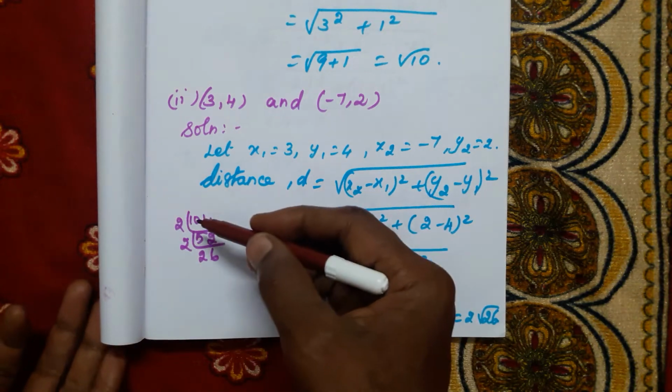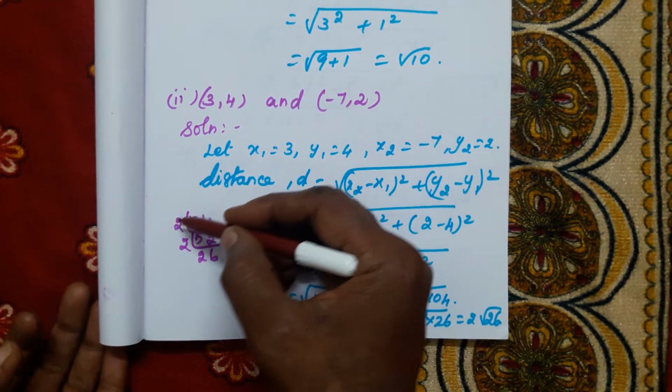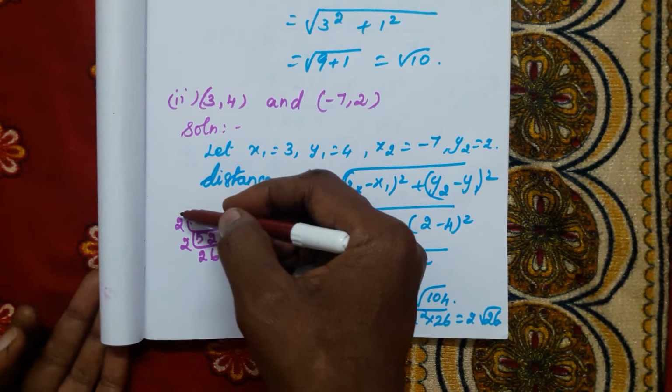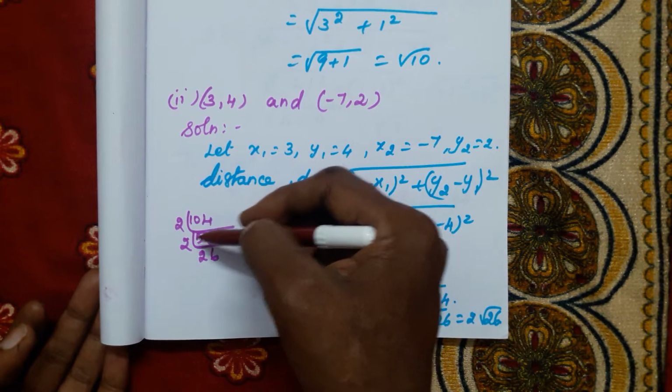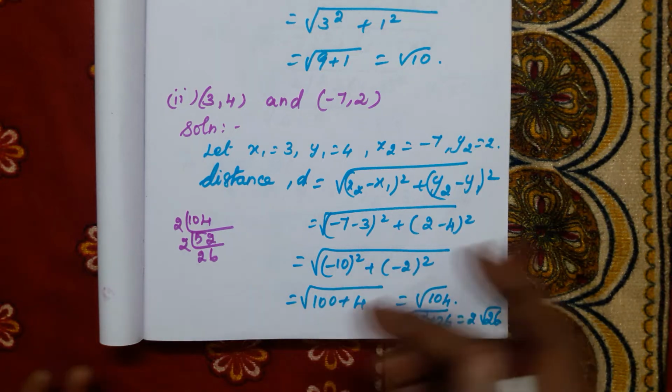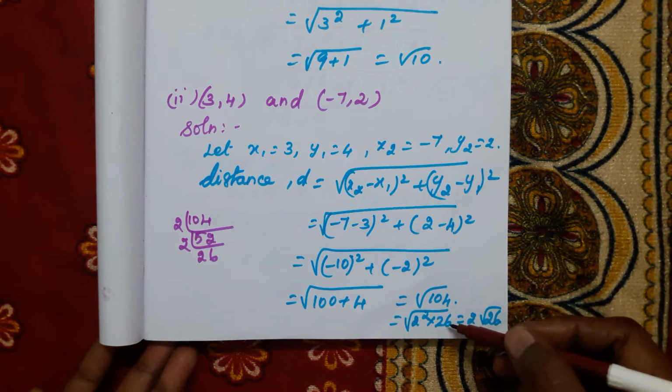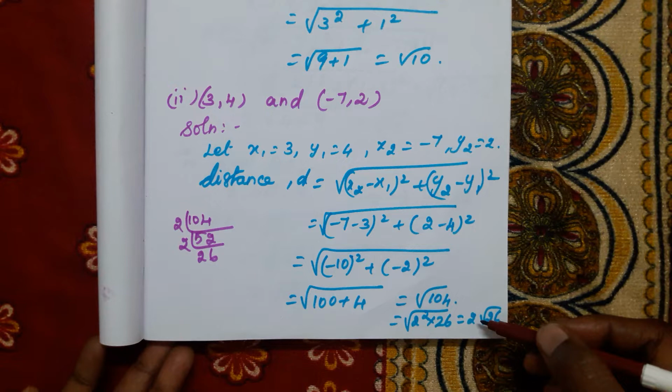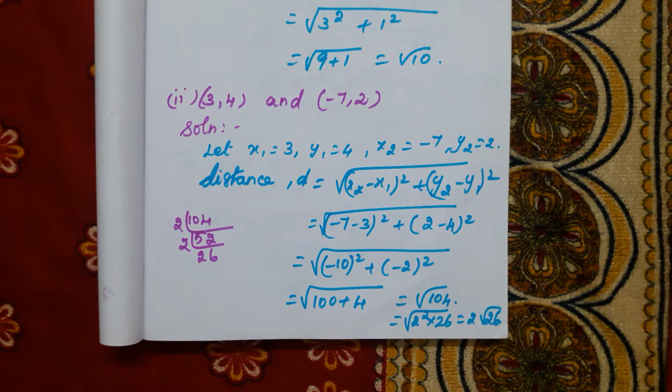Otherwise, we can factorize and write. 104, 2 twos we can factorize. So 52, again 2 twos, factorizing 26. So we can write root of 2 square into 26, which is equal to 2 root 26. That is the answer.